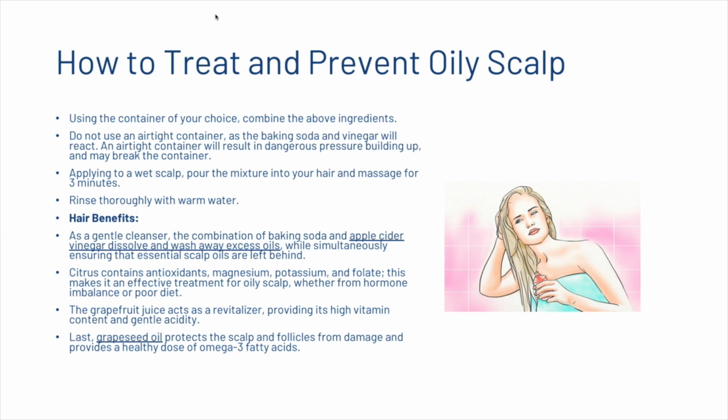The benefits of this is that as a gentle cleanser, the combination of baking soda and apple cider vinegar dissolve and wash away excess oils, while simultaneously ensuring that the essential scalp oils are left behind. Citrus contains antioxidants, magnesium, potassium and folate. This makes it an effective treatment for oily scalp, whether from hormone imbalance or poor diet. The grapefruit juice acts as a revitalizer, providing its high vitamin content and gentle acidity. Lastly, grapeseed oil protects the scalp and follicles from damage and provides a healthy dose of omega-3 fatty acids.